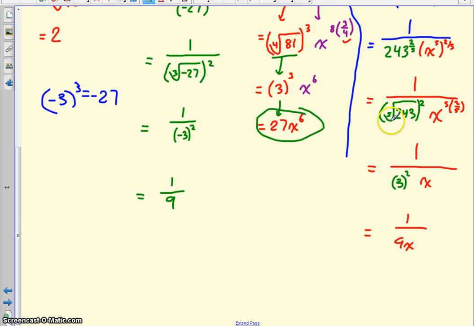So the fifth root of 243, all squared, and then x exponent 5, all to the exponent of 2 over 5, which means I multiply the exponents. So for the x portion, 5 times 2/5 is just equal to 2. Okay, pardon my error right there. 5 times 2/5 is 2. And the fifth root of 243 is 3. And then 3 squared is equal to 9. So the final answer should be 1 over 9x squared.